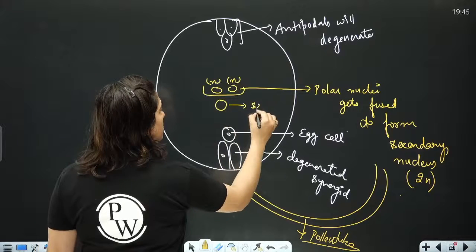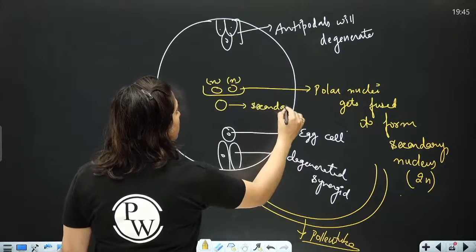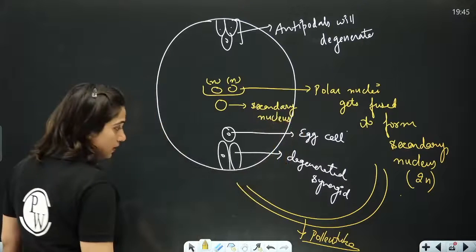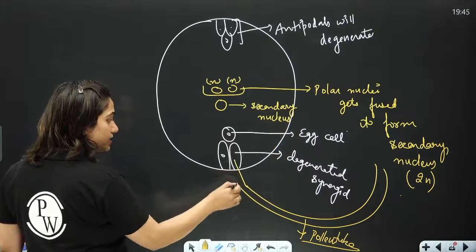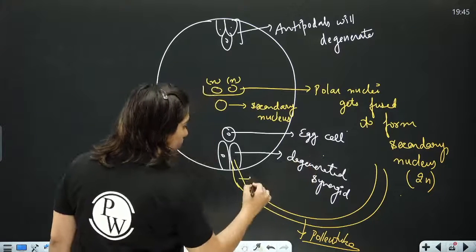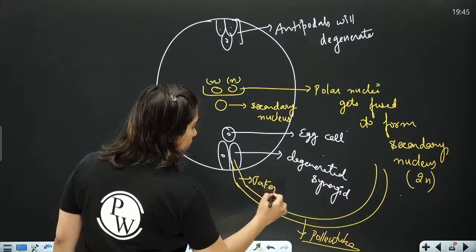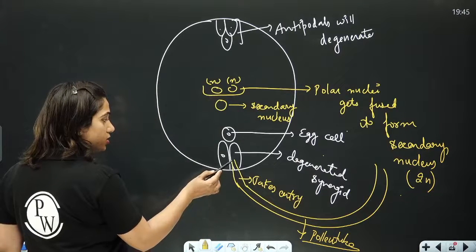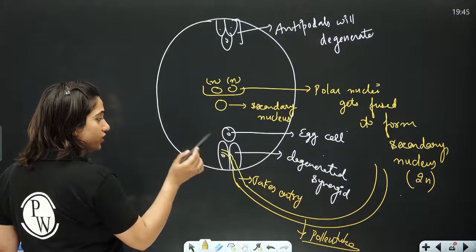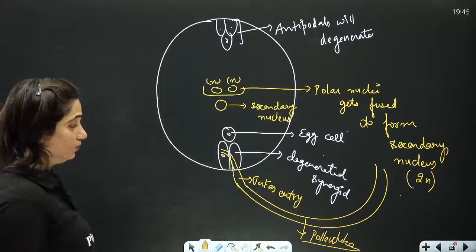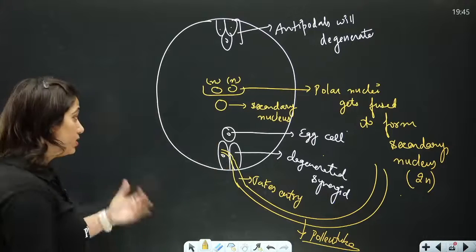So this is the secondary nucleus. And then ultimately, the pollen tube takes entry into the degenerated synergid, and from the degenerated synergid, it takes entry into the cytoplasm of the other synergid, and ultimately the other synergid would also die. Okay, the other synergid would also die.